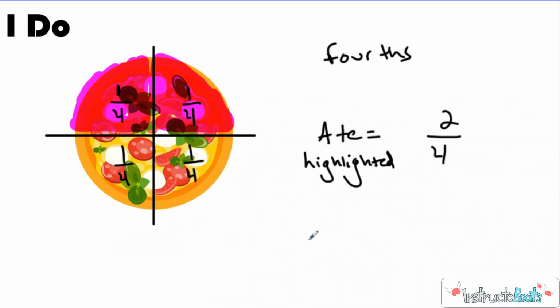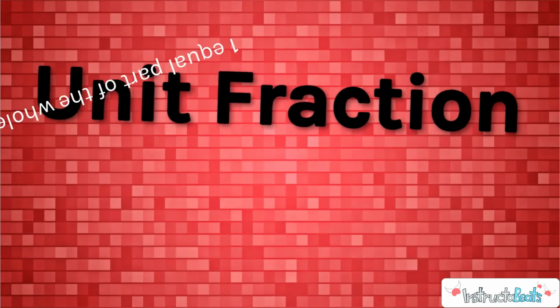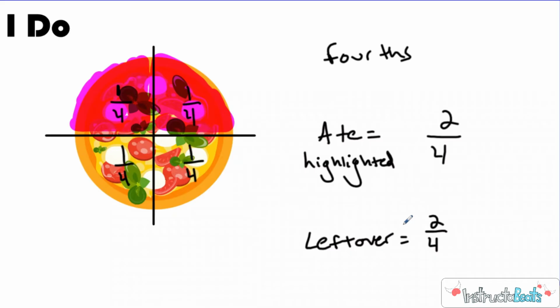The part that would be left over would also be 2 out of 4, right? Because my denominator is 4, and then I would have 2 unit fractions that make up the part that's left over. So my numerator is telling me the number of unit fractions that I need to build this fraction. That's why we call the unit fraction the building block of a fraction, right? It's how many parts make up the fraction that I'm talking about.